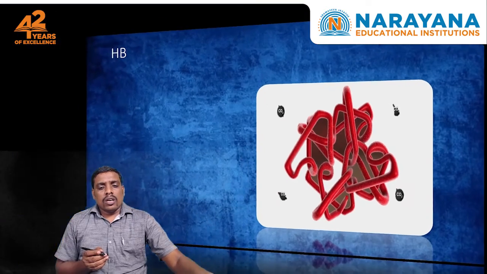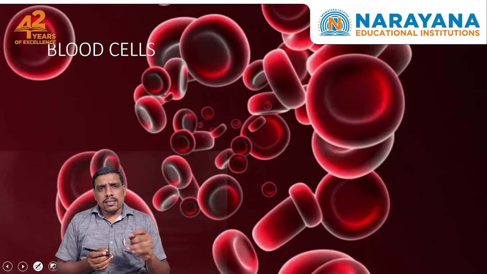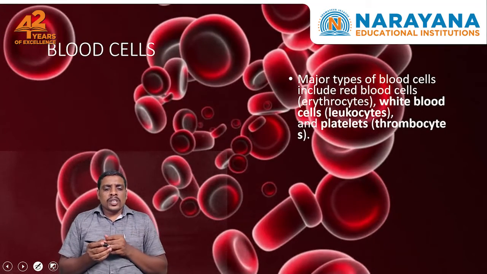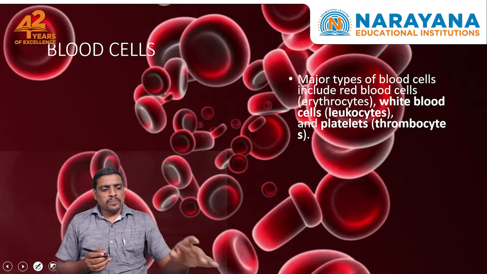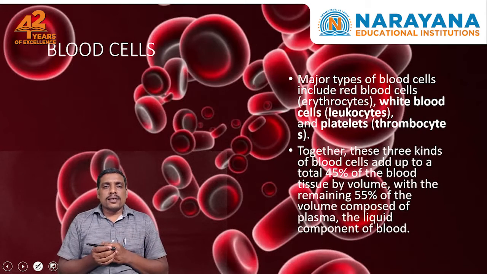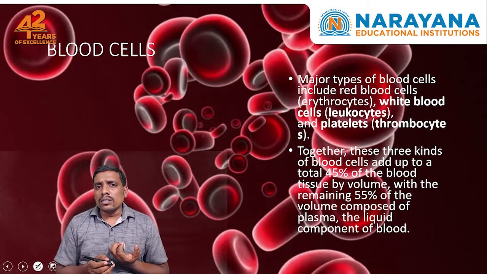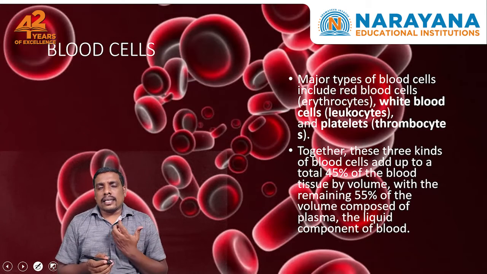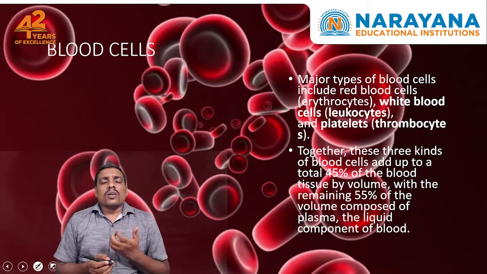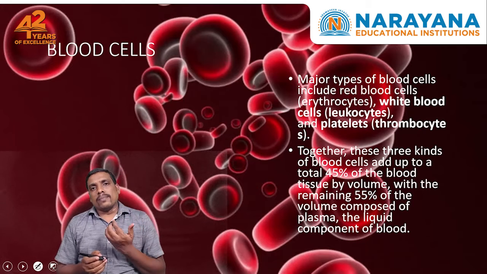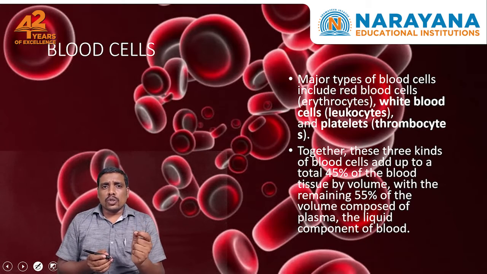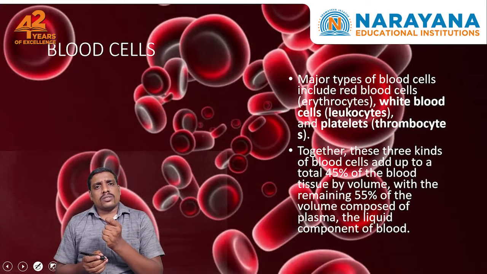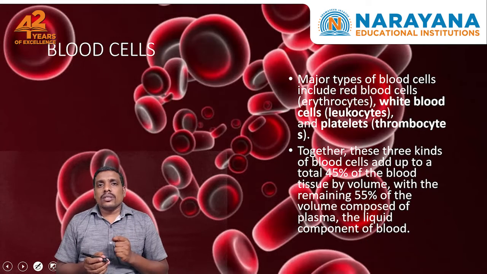Now, if you take the major types of blood cells which we have seen, they include red blood cells and white blood cells. As we have learnt about red blood cells and their characters and their functions, now let us learn about leukocytes or white blood cells. White blood cells are nothing but leukocytes. They do not have any hemoglobin, the color giving substance is absent in the white blood cells, hence they are colorless.